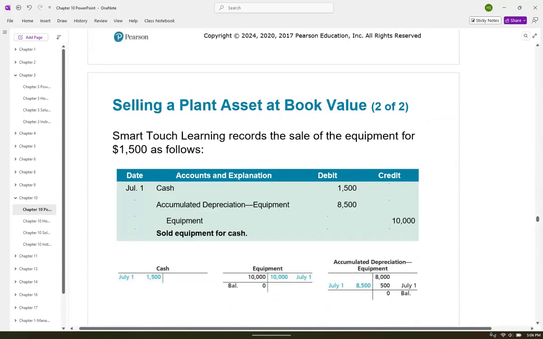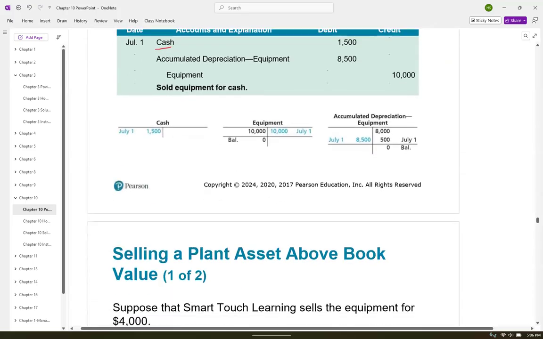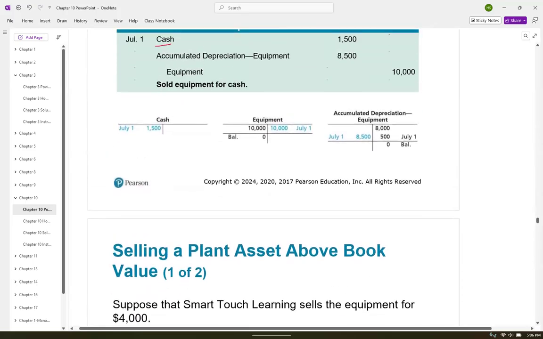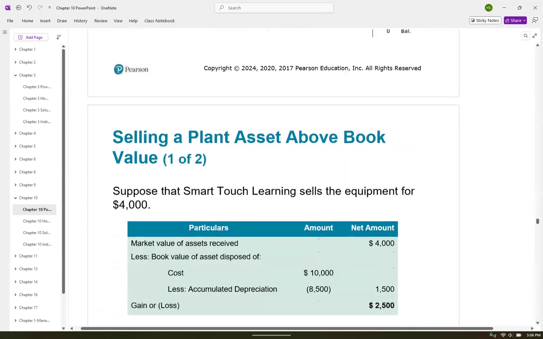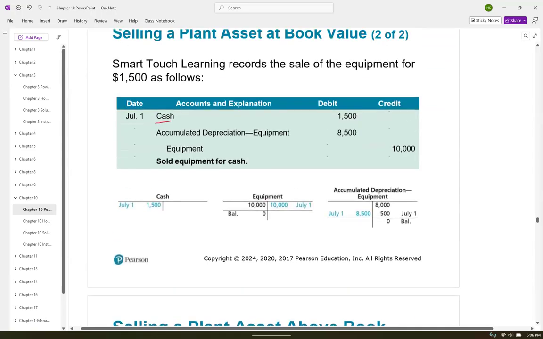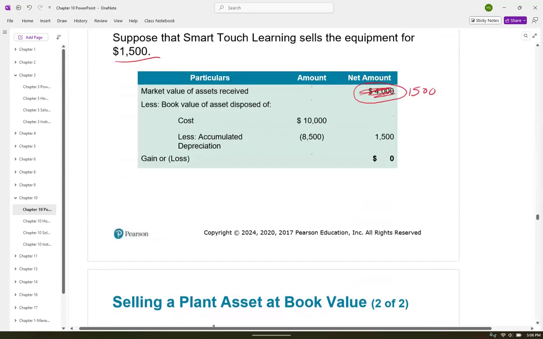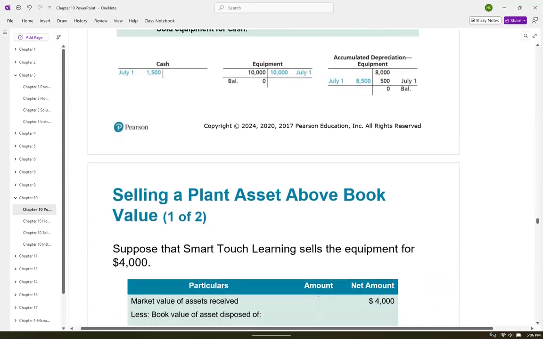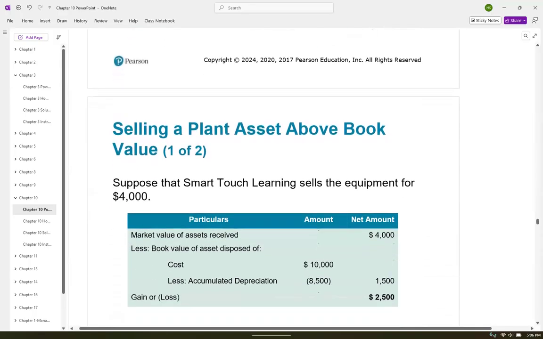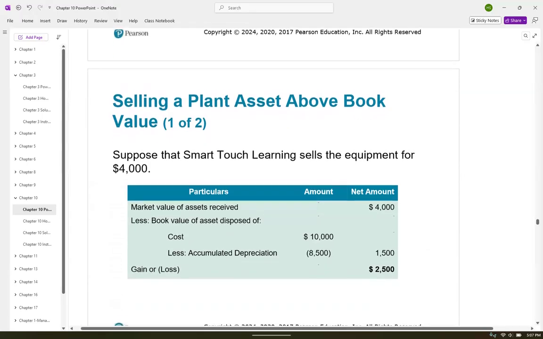So now there's no gain or loss because we got exactly how much cash we were carrying it on the books as. Okay. All right. Now we're going to sell the plant asset above book value. So I think this is where their 4,000 came in and they probably just copied and pasted that up there. So it's easily done. I know I'm never perfect 100% of the time. I try to have grace as y'all have had grace on me in messing up things.